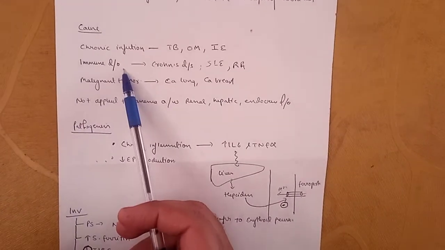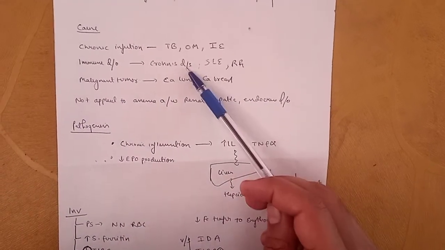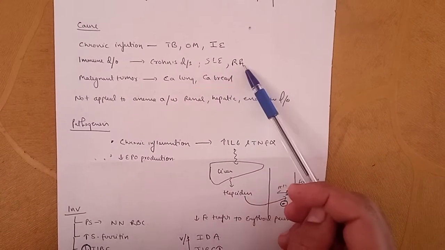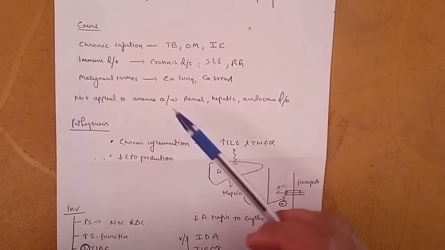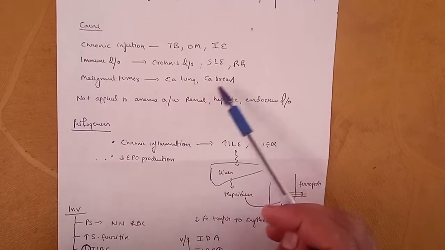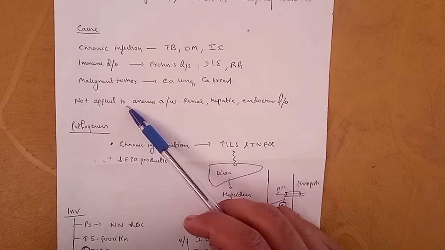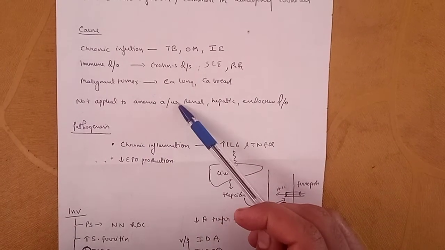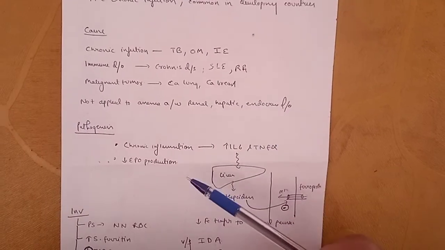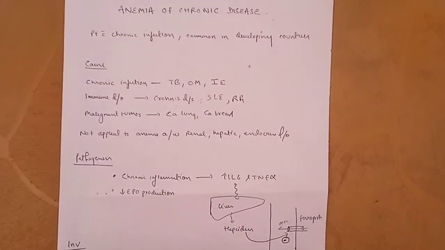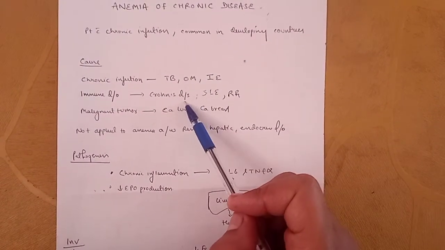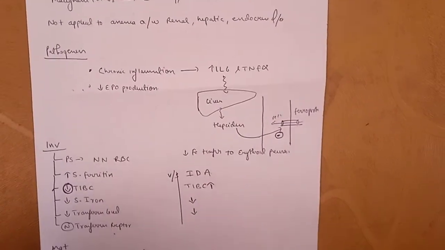The immune disorders or autoimmune disorders are inflammatory bowel disease, Crohn's disease, systemic lupus erythematosus, and rheumatoid arthritis. The malignant tumors are carcinoma lung and carcinoma breast. The point to be noted is that anemia of chronic disease is not applied to anemia that is associated with renal, hepatic, or endocrine disorders. Now, anemia of chronic disease, you will find it very common among the patients with TB, Crohn's disease, or having some malignancy. The pathogenesis is quite simple.